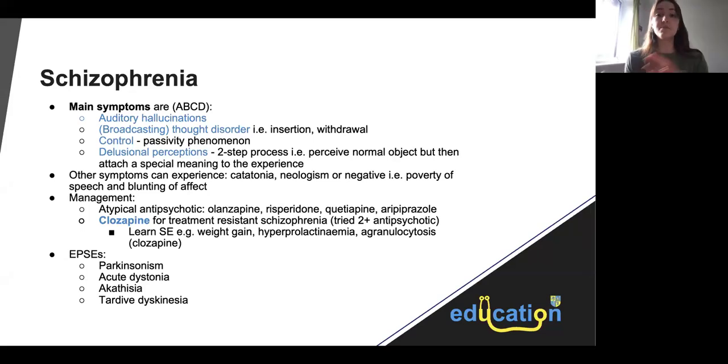And obviously those are the positive symptoms. And then you also have the negative symptoms. So the catatonia, the blunting of affect, the low mood, the anhedonia. So you've got those two main groups of symptoms.